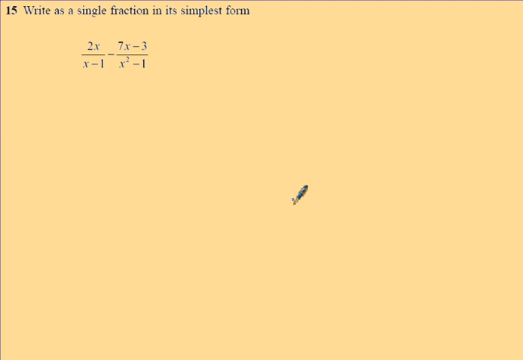Okay, no doubt about it, this was a difficult question, but what we've got to remember is that fractions, whether they're algebraic or numeric, always follow the same rules, and that is that if I want to subtract fractions, I need to make sure that the denominators are indeed common.